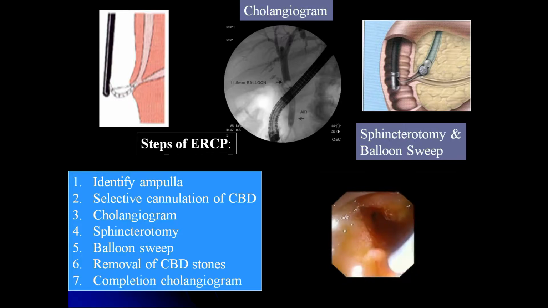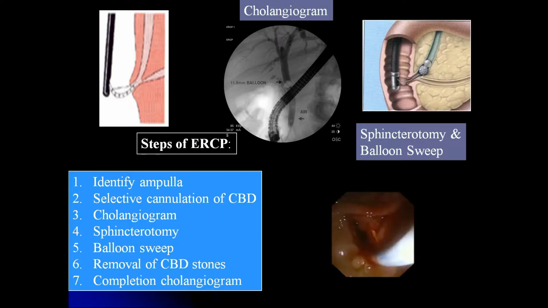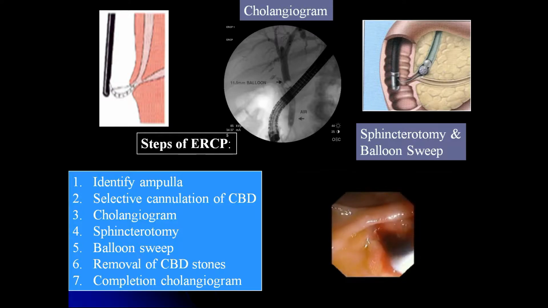and following that one can either leave a stent in order to aid drainage while waiting for a laparoscopic cholecystectomy. Next slide.